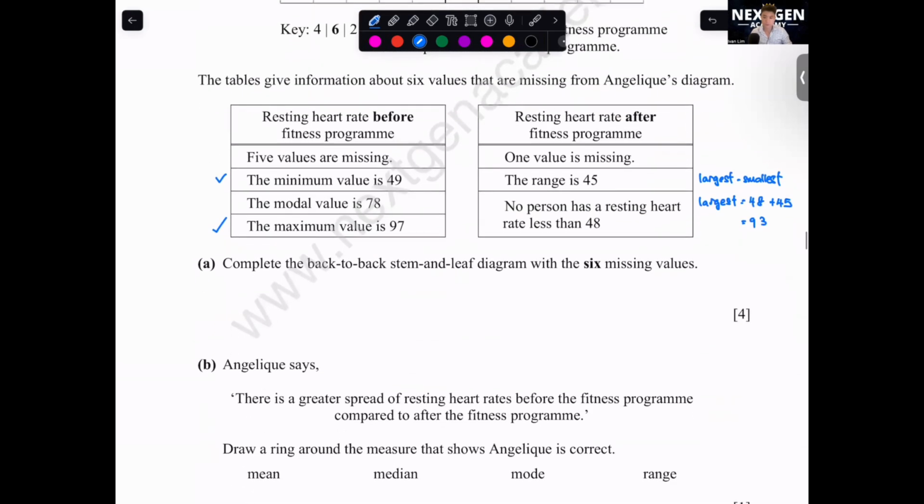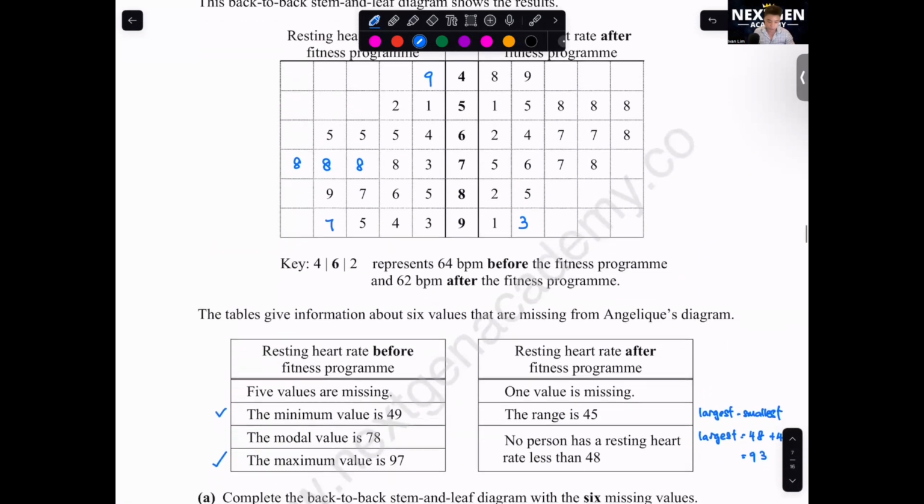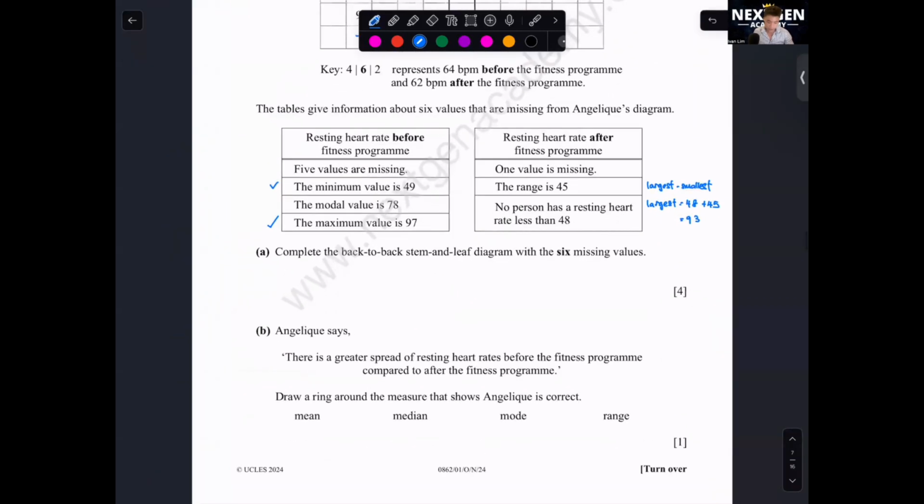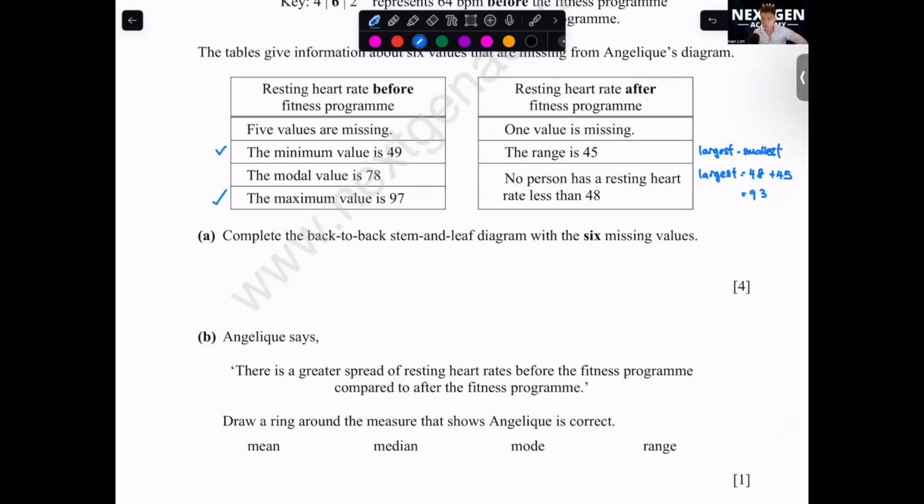The next one, question B. Angelique says there is a greater spread of resting heart rates before the fitness program compared to after the fitness program. Draw a ring around the measure that shows Angelique is correct. When we are comparing greater spread, what is spread? What's the measurement for spread? Spread means how spread out your data is, all your values here. So if we were to compare the spread, do we take mean, median, mode, or range? That means how spread out the data is.